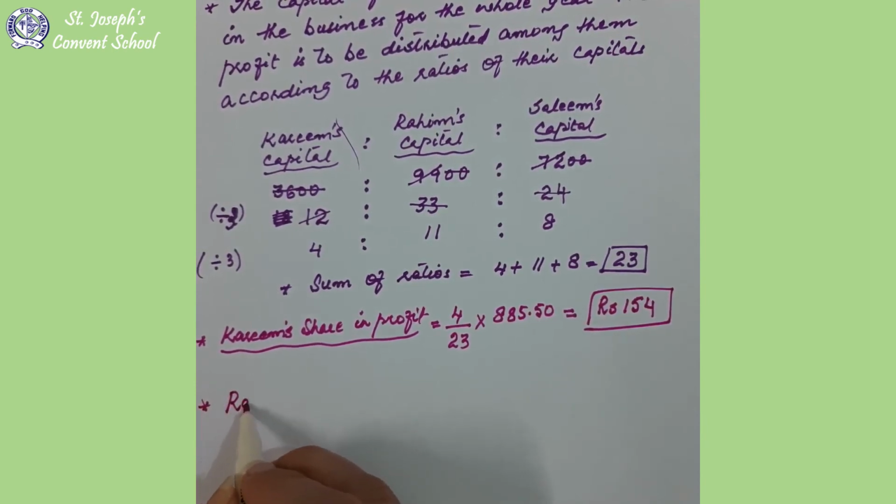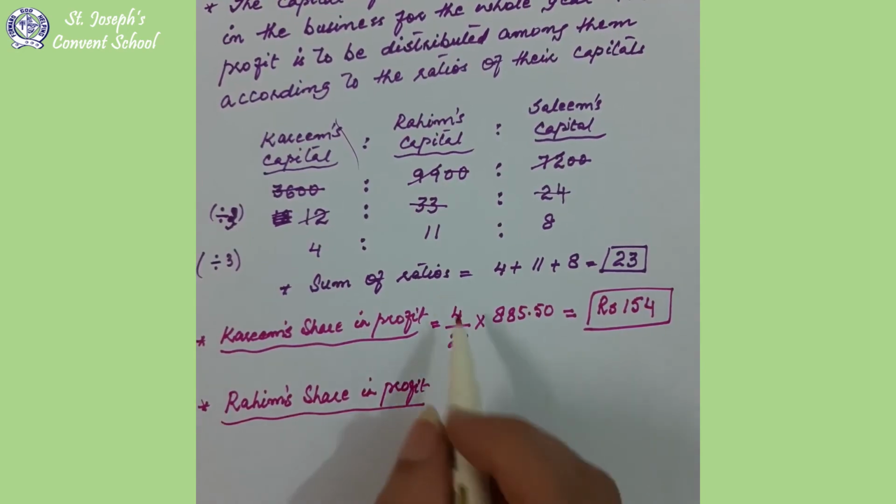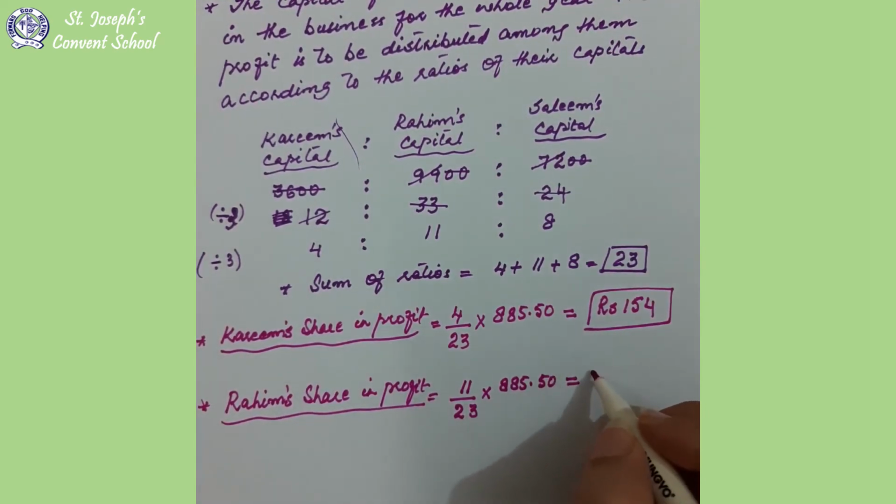Next is Rahim's share in profit. Same way, Rahim's share: 11 divided by 23 into profit 885.50. So calculate with calculator: 11 multiplied by 885.5 divided by 23. So the answer will come rupees 423.5. This is the second answer. That is the first answer, this is the second answer.